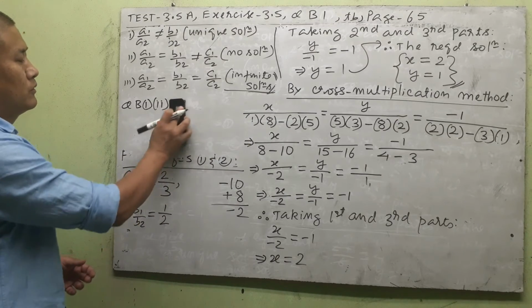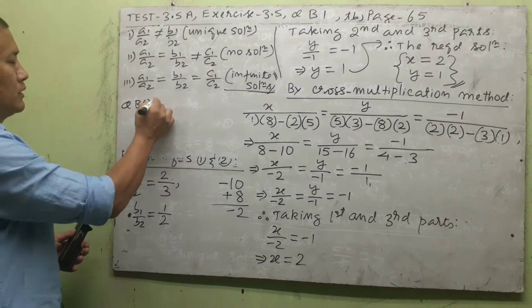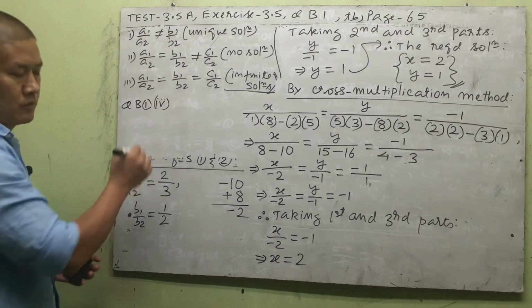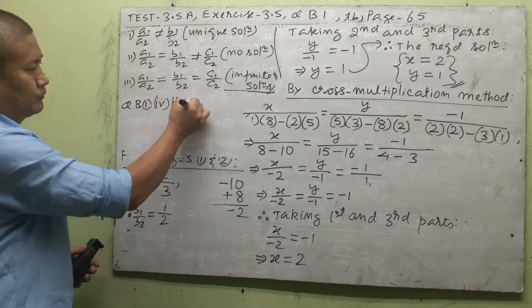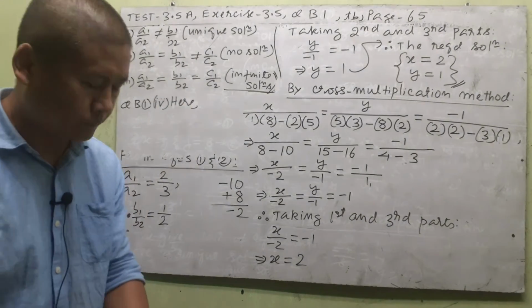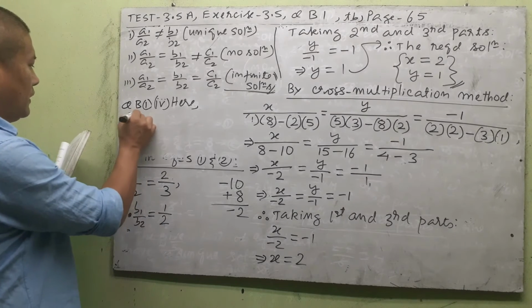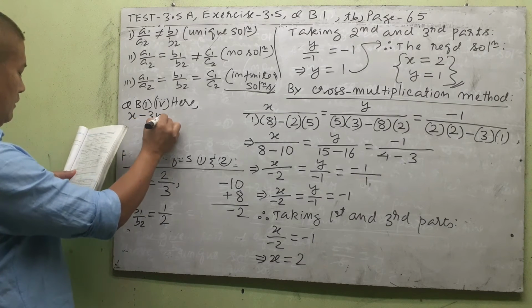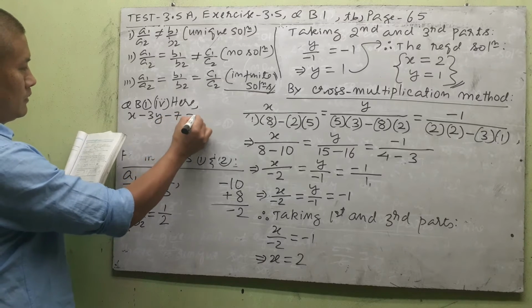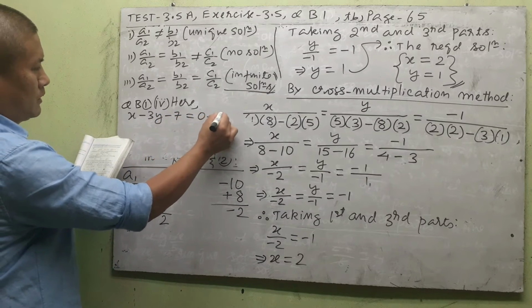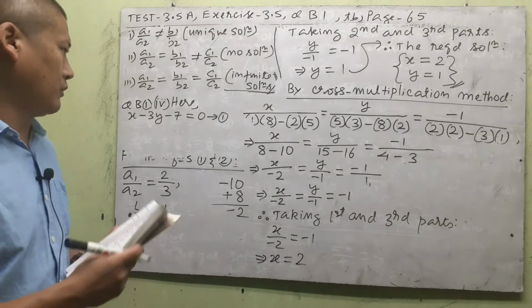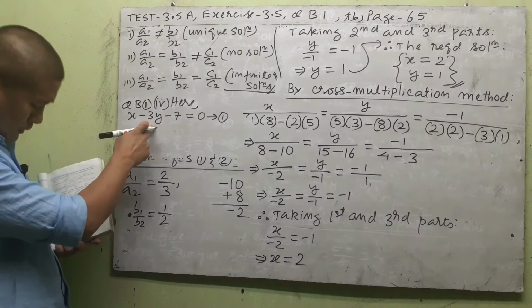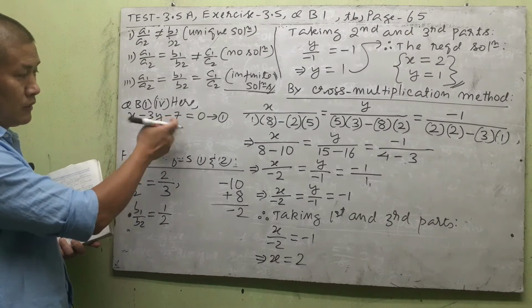Next, let us do one more question that is left. B1 subheading 4. Here, let's read the question. First one is x minus 3y minus 7 is equal to 0. Let us keep this one as 1. Seems to be okay because the x term is in first place, the y term in second place, and C1 on the left side.